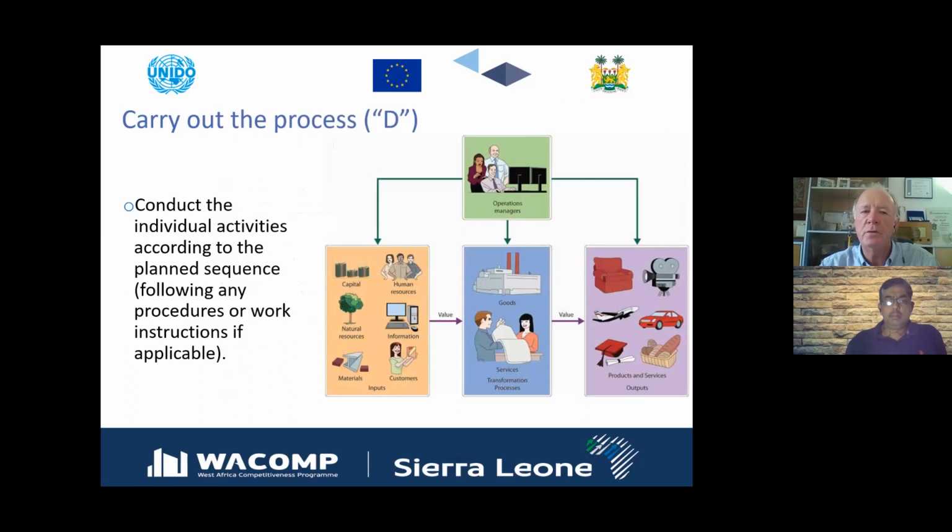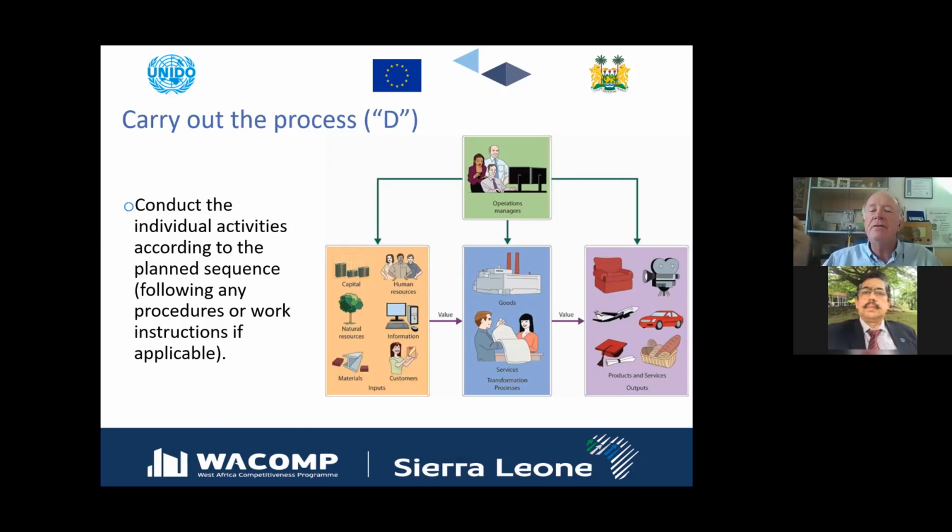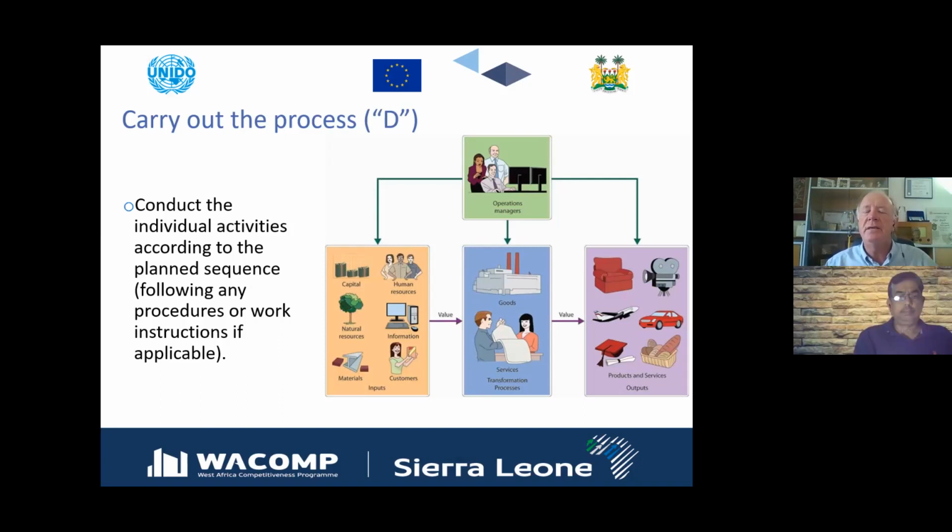We then carry out the process by conducting those individual activities according to the planned sequence, following any procedures or work instructions if applicable, and interacting with our colleagues, possibly in other departments or in other parts of the business. One of the beauties of the process approach is it helps us to break down those interdepartmental barriers, those silos where one part of the organization doesn't talk to the other part, and the result is an inefficiency overall.